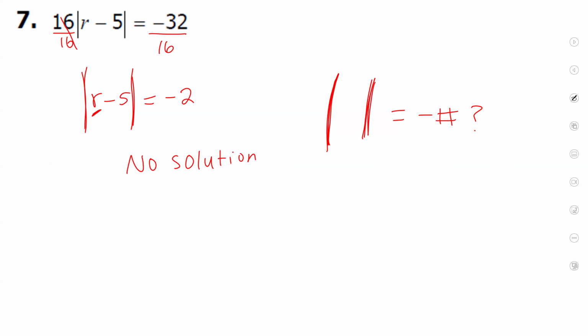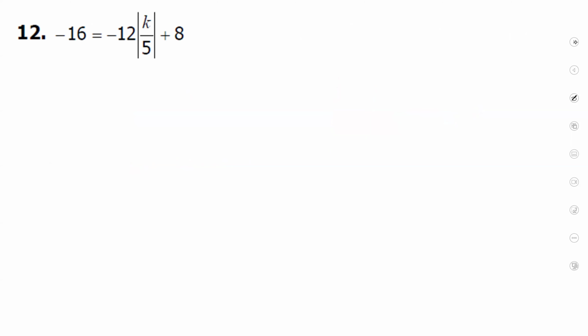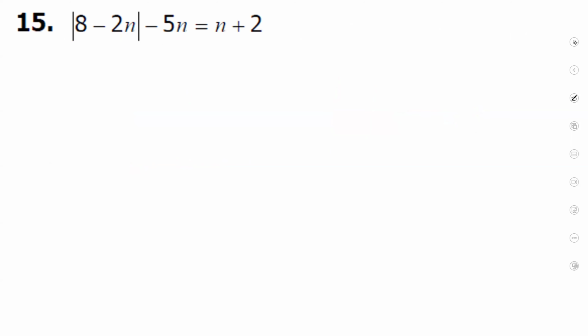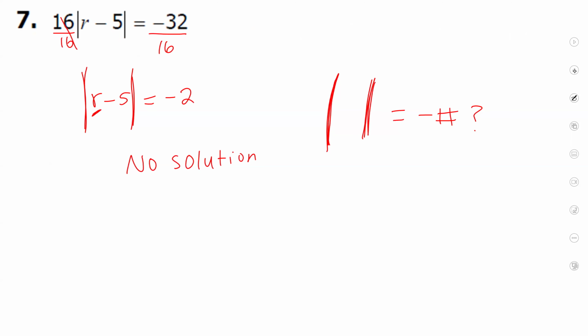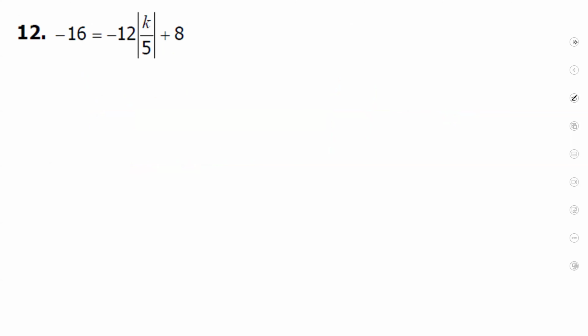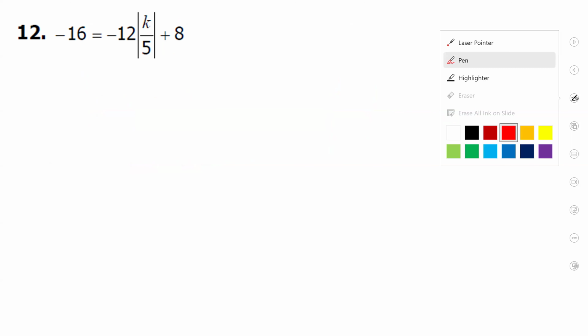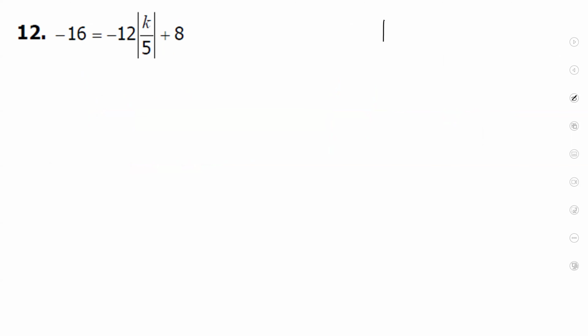All right, so that's number 7. Let's try a harder one. Let's do number 15. I want to show you an extraneous one. It's no solution because the absolute value is equaling a negative. All right. Number 12. What do I do first? I do have to isolate. What do I do? No. Simplify the back. No.